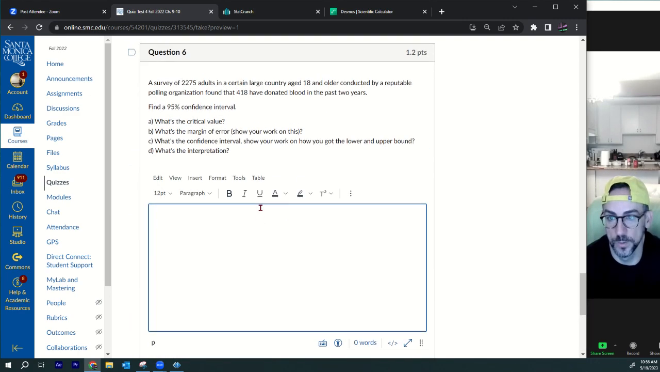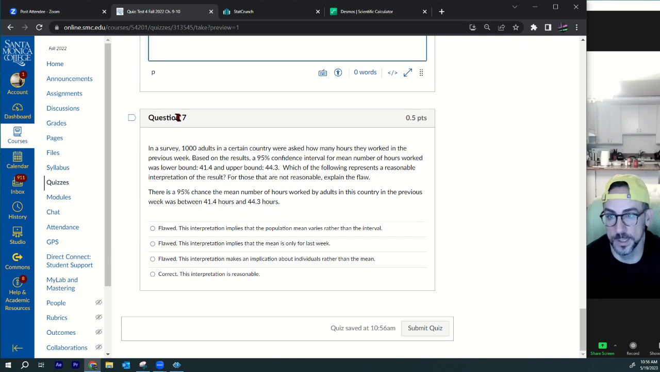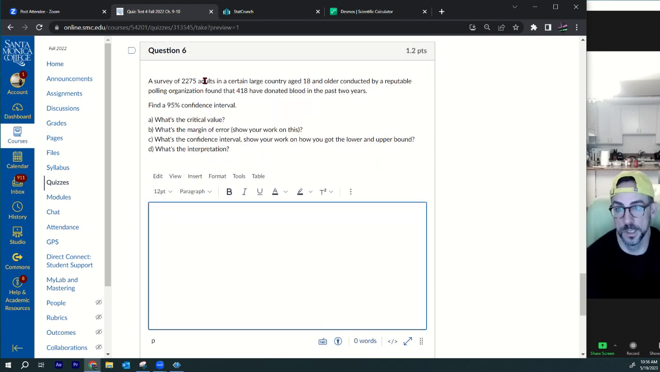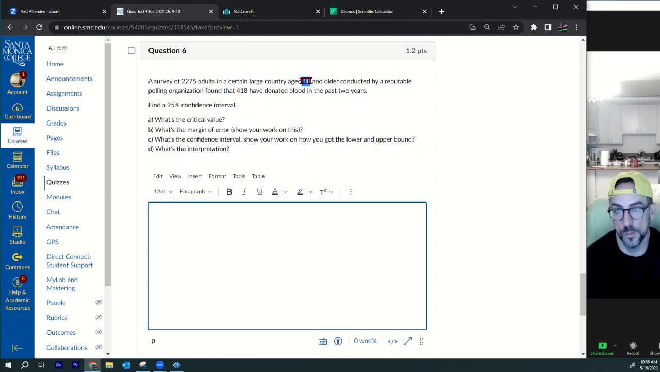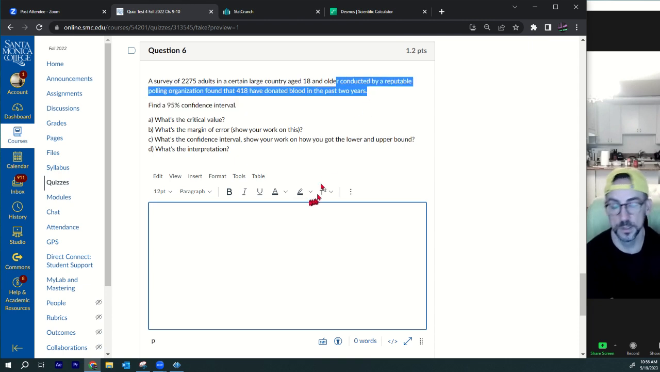Okay, 2 more questions. So this test only has 7 questions. Your test might have a lot more because, like I said, I'm pulling in homework questions from the homework. This question says confidence interval, critical value. But this looks like a proportion question because I don't see any means and standard deviations, so different formulas.